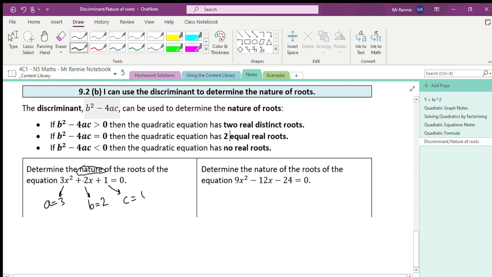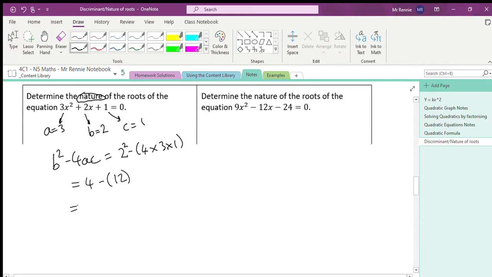The nature just means what type of roots we're going to get, not what they are, just what type. So b squared minus 4ac. Substituting these numbers in properly, that's 2 squared minus, remember we use our brackets, 4 times a, which is 3, times 1, which is c. So 2 squared is 4, take away 4 times 3 is 12, times 1 is still 12. 4 take away 12 gives me negative 8. I'm not interested too much in the fact that it's negative 8, all I'm interested in is that it's negative, therefore it is less than 0.